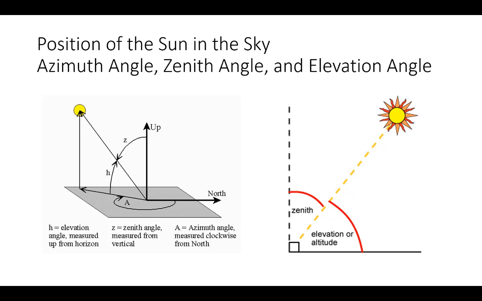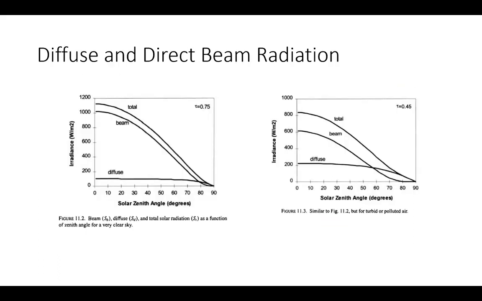Now, the reason the angle, the position of the sun in the sky, is important in micrometeorology is because it has an impact on how much radiation is absorbed by the surface, right? Especially a surface that's not flat, right? So we're going to talk about that here in a minute, but we got to cover another topic first, and that's the difference between diffuse and direct beam radiation.